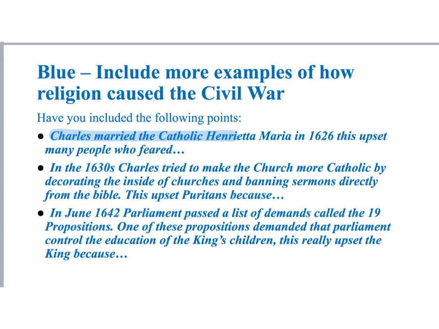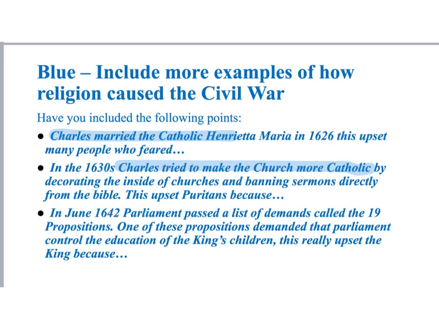The second one is that Charles tried to make the church more Catholic. Have you written this? In the 1630s, Charles tried to make the church more Catholic by decorating the inside of the churches and banning sermons directly from the Bible. This upset Puritans because a Puritan is someone who's a bit of an extreme Protestant. And what they're thinking is, well, we want to make the church more plain, more extremely Protestant. And what's Charles doing? He's doing the exact opposite. So many Puritans were really upset because they were worried he was going to bring the Catholic Church back.